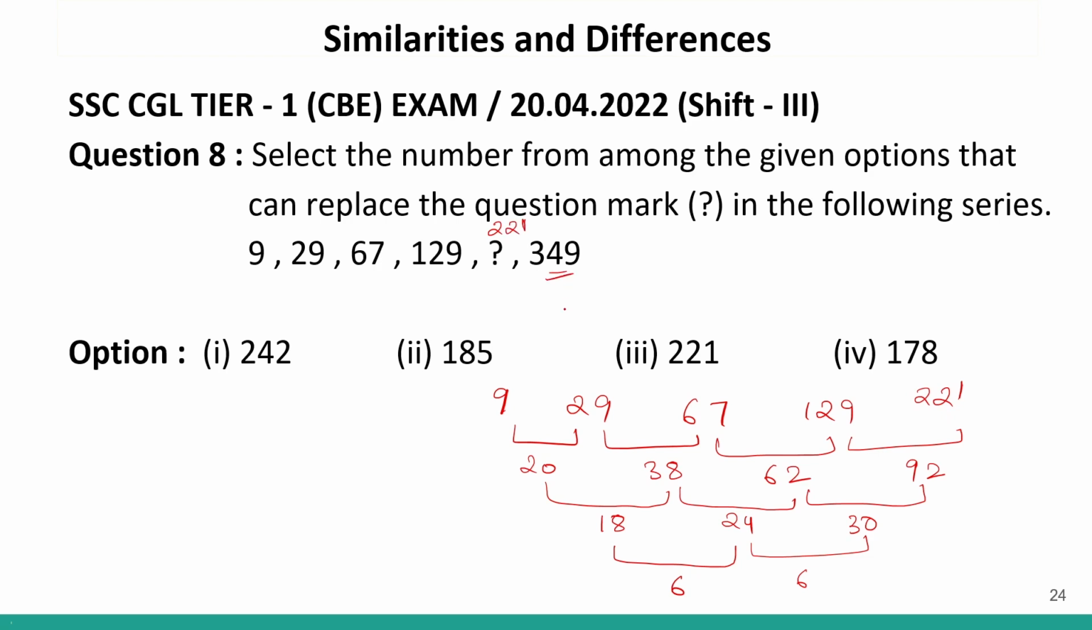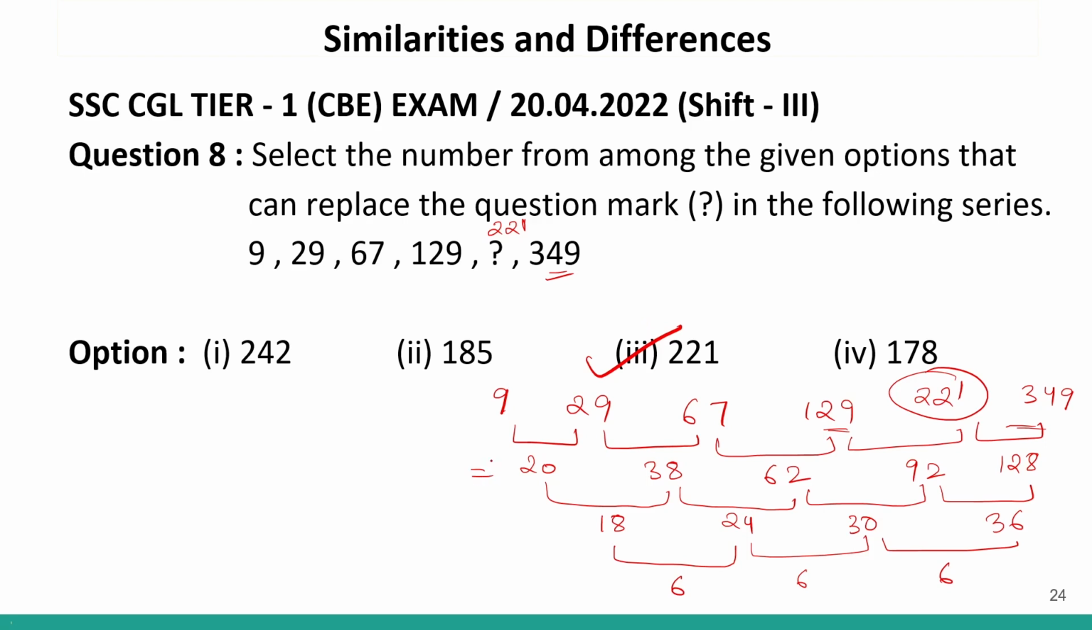Now let us check it with this term. So if I get 349 here, the difference is 128. Between 92 and 128, the difference is 36. And between 30 and 36, there is a difference of 6. So clearly, if I break it down into smaller parts, I can see that 221 follows a similar logic with 129 and 349. Hence, our answer will be option number 3, 221.